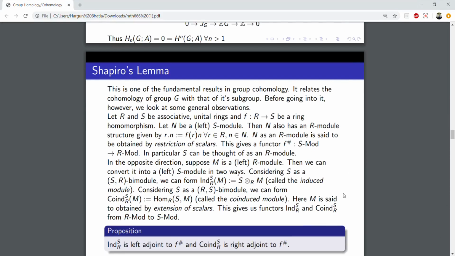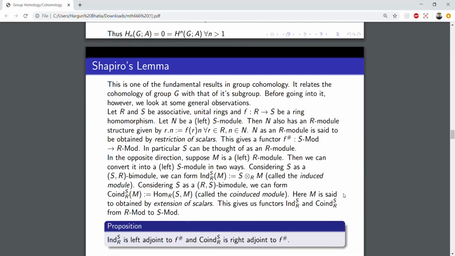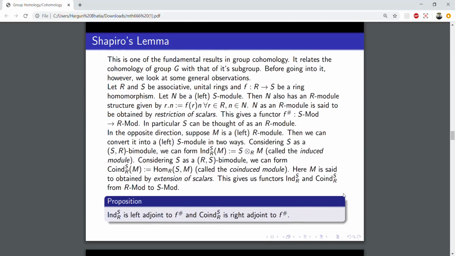So next is Shapiro's lemma. This is one of the basic results in group cohomology, and it basically relates the cohomology of group G to that of its subgroup. But before we go into that, let's just see some general things.